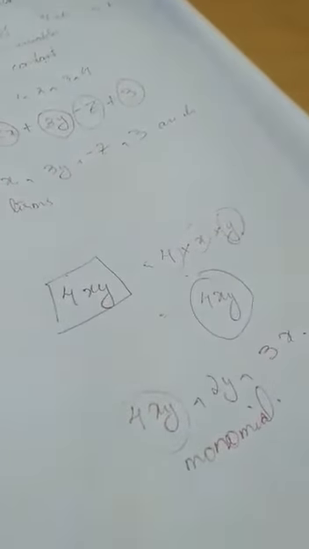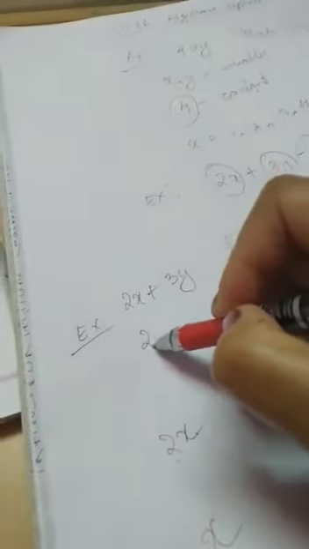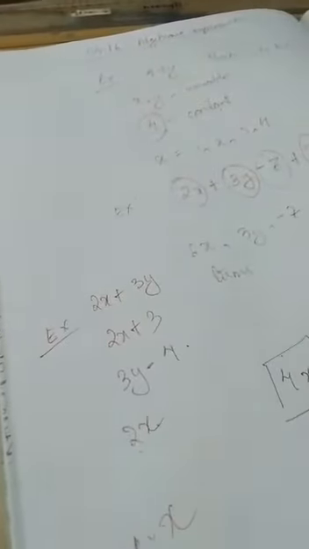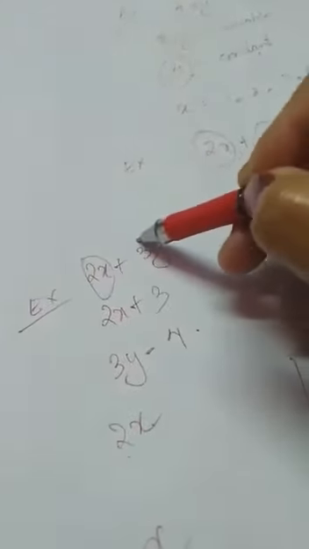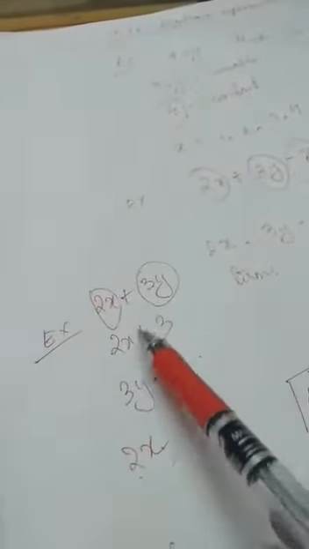Binomial means, bi means two. Remember, bi means two. So I can write an example, and you can write your own example. It can be anything, 2x plus 3y, or 2x plus 3, or 3y minus 4. See, 2x plus 3y, both are having two terms, isn't it? This is one term and this is your second term. So a term can be differentiated only when we use plus and minus signs.